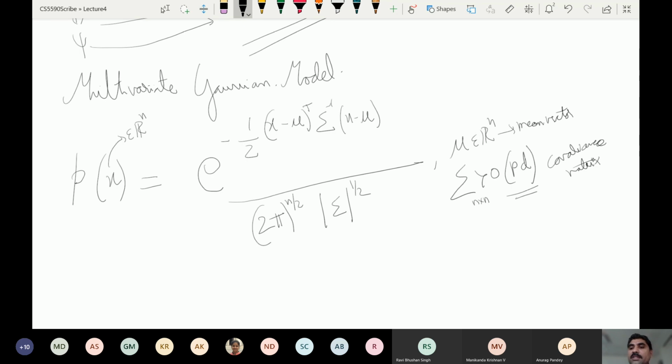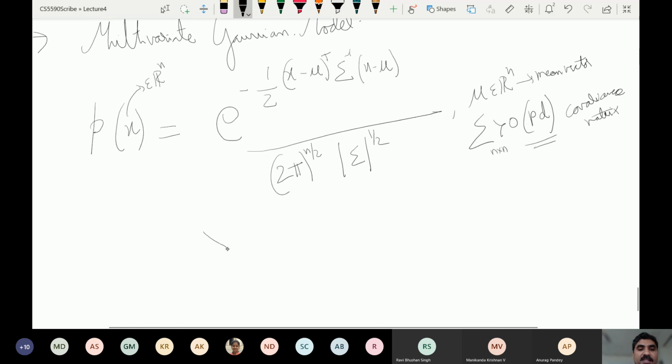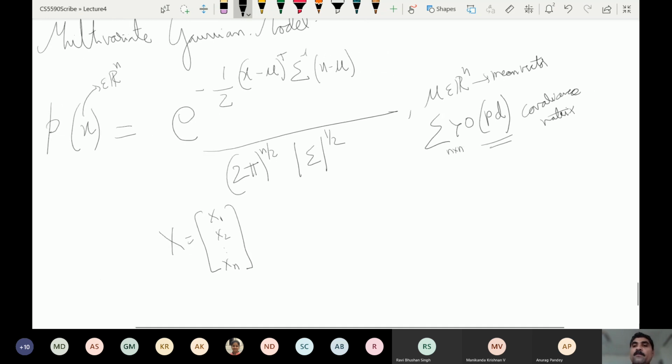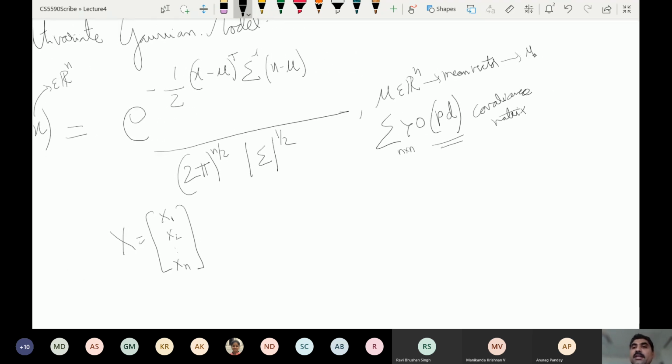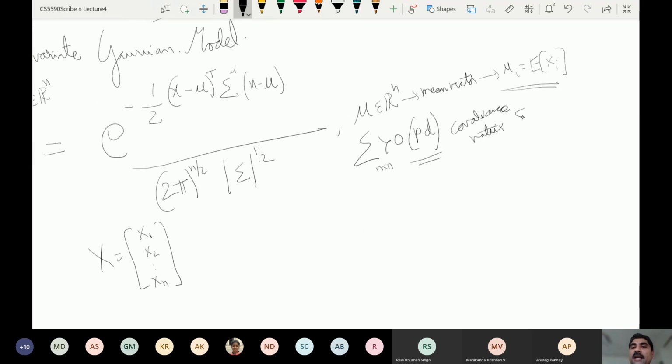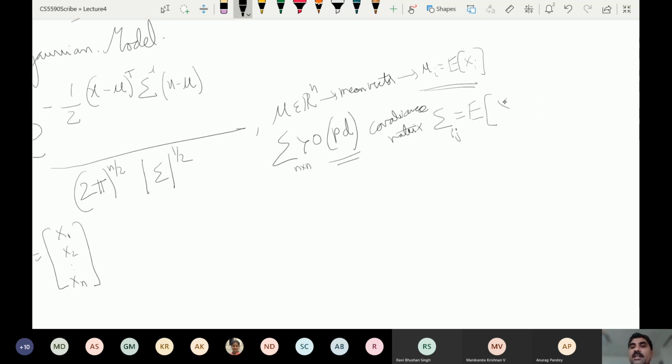And what is the meaning of these? So if x is the random variable, it takes on values that are in Rn, right? Let me call the first entry x1, second entry x2, and so on up to xn. Then the ith entry in mu will be the same as the expectation of xi. Okay, that's the definition of the parameter mu. And the ijth entry in the covariance matrix will be simply the covariance of xi and xj.